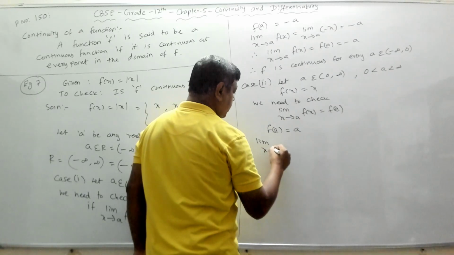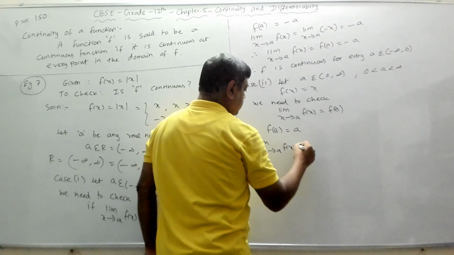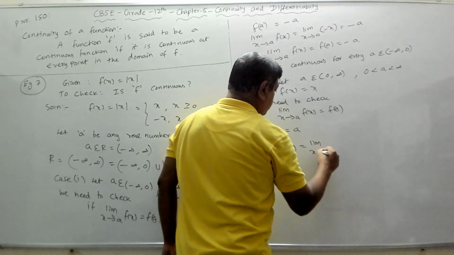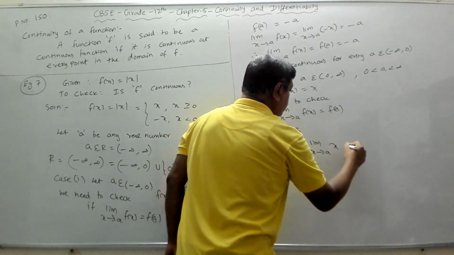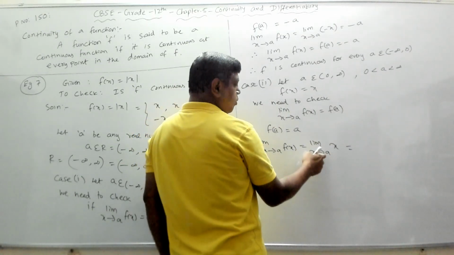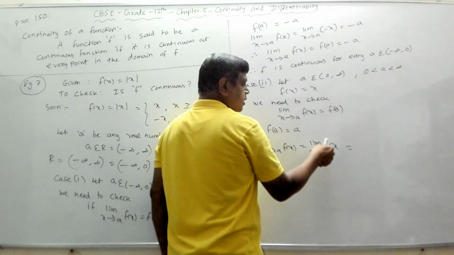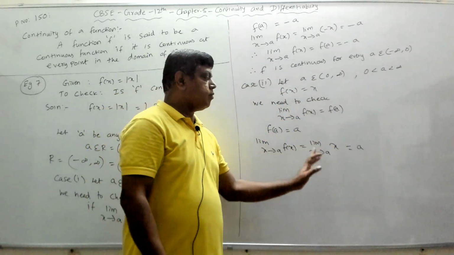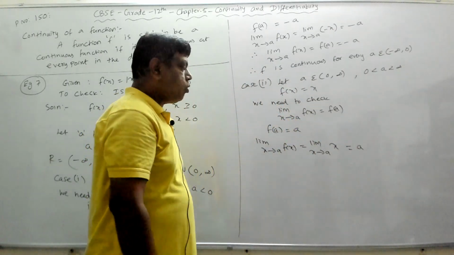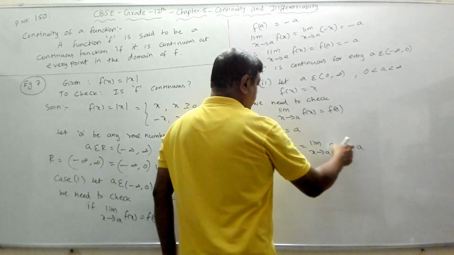Limit x goes to a, f of x. That will be equal to limit x goes to a, f of x. f of x is what? f of x is x. So x. Now wherever x is there, we are going to substitute the limit. In the place of x, I'll substitute the limit a. So in the place of x, I'm putting a. So this x will become a. So limit x goes to a of f of x is also a, and f of a is also a.